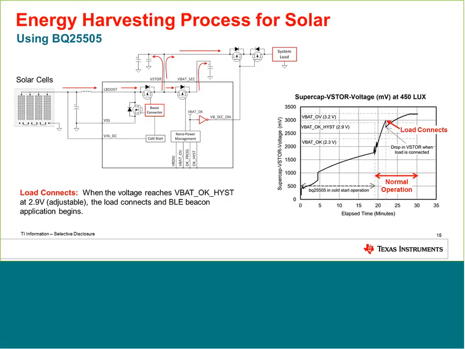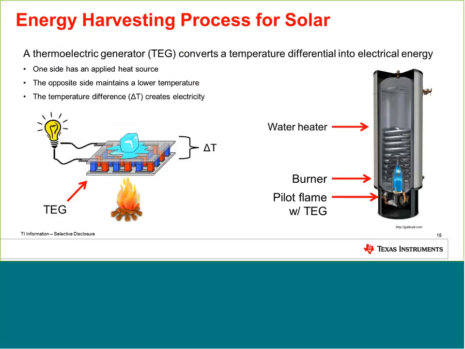We can see that the load will connect around 3.2 volts, but what will happen at that point is the voltage will drop, because now we have a load attached to the capacitors that will take energy from the capacitor. So we can adjust this hysteresis. In this case, it's 2.9 volts, and the part will continue working. This is the case when we don't have a primary source connected as a backup battery, so it's only working from the solar cells.